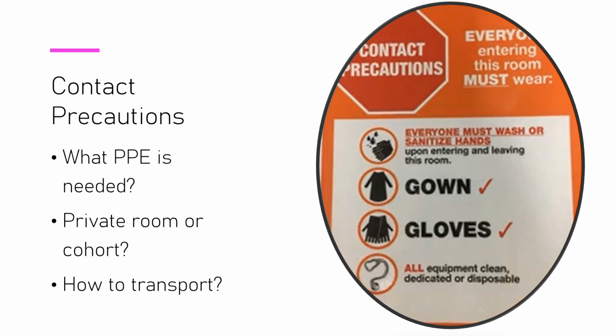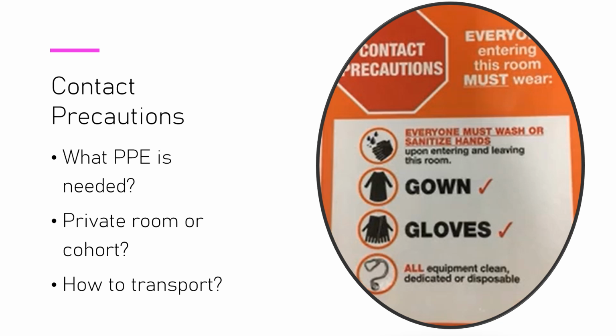A private room is preferred, but patients with the same infection can be cohorted in a semi-private room with permission from infection control. For isolation precautions, it is also recommended that dedicated or disposable equipment is used and kept in the room to minimize the risk of transmitting an infection to others.